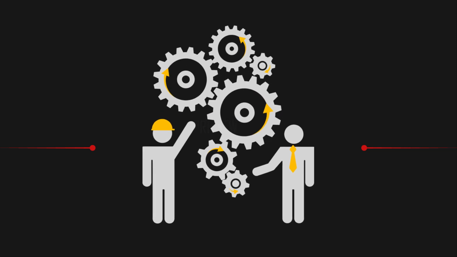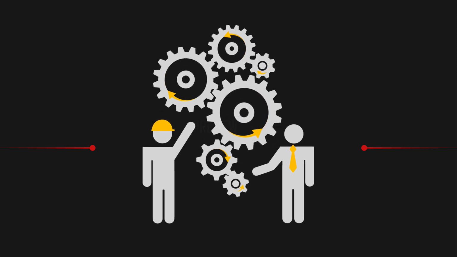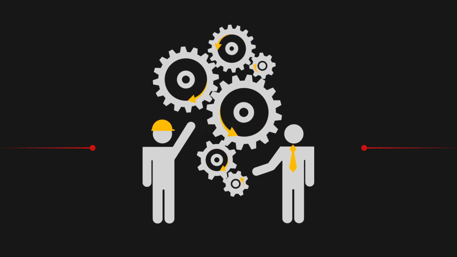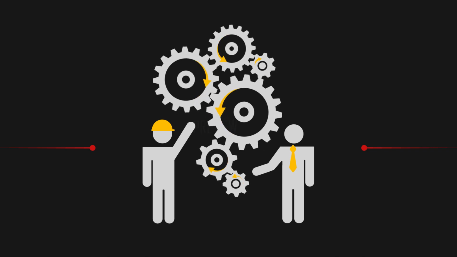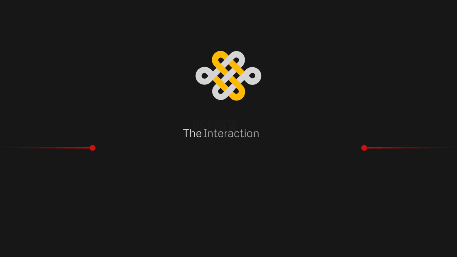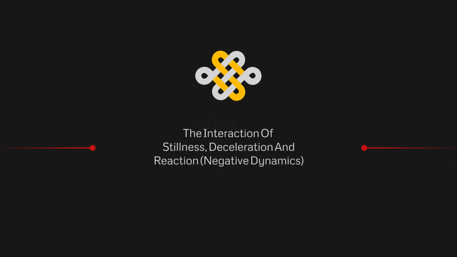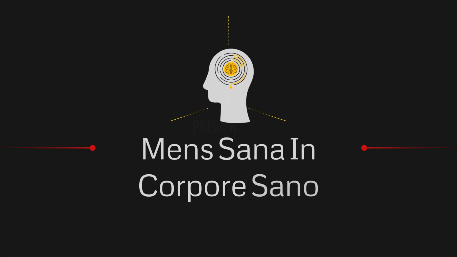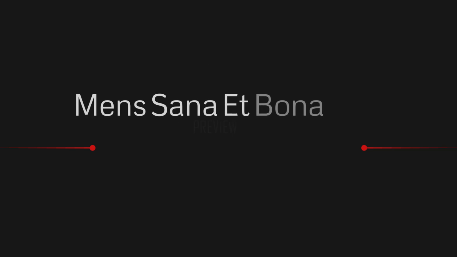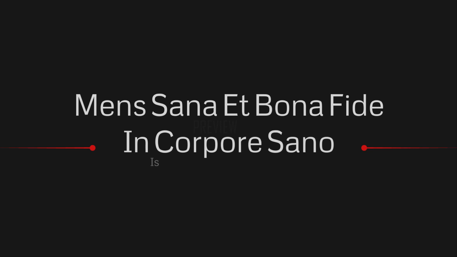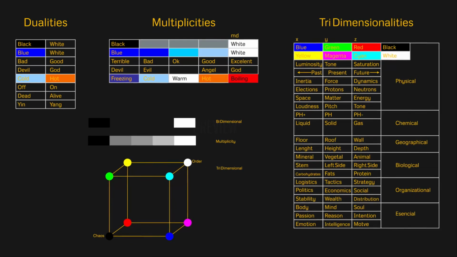Another example, synergy, is the interaction of motion, acceleration, and action, positive dynamics, while entropy is the contrary, the interaction of stillness, deceleration, and reaction, negative dynamics. Mens sana in corpore sano is a bidimensional paradigm. Mens sana et bona fide in corpore sano is the tridimensional equivalent. This is the new universal language proposed by uCube.